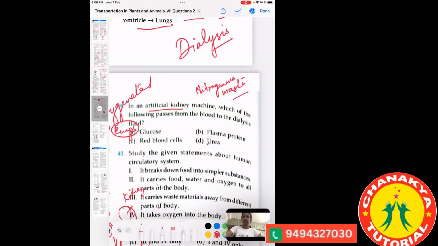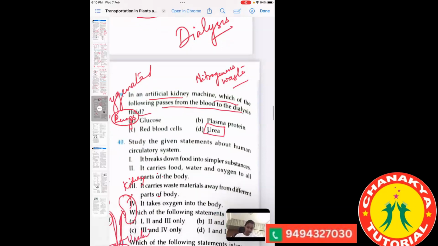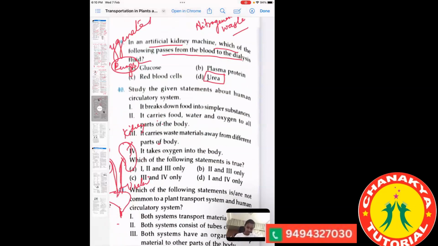And that process of removing the nitrogenous waste artificially from the body is called dialysis. So dialysis is basically a kind of structure where, by using the fluid and different kinds of tubes, the nitrogenous waste will be removed. Now what they are saying in this question is, in an artificial kidney machine, which of the following passes from the blood to the dialysis fluid? They will be passing the urea, because we know very well that urea is a kind of nitrogenous waste. So that is why urea is the answer for this. Understood?